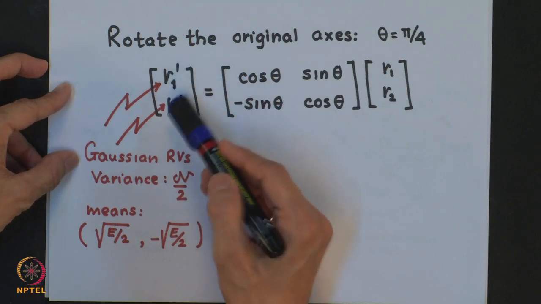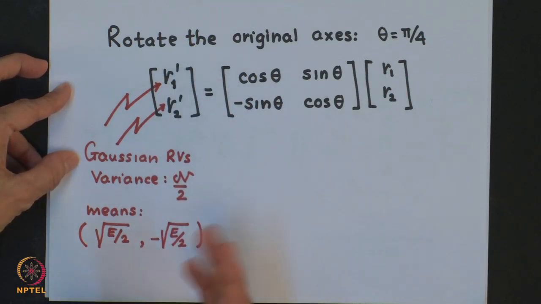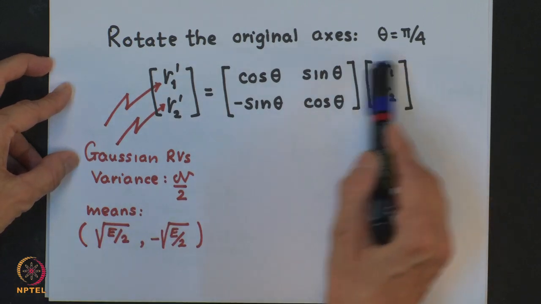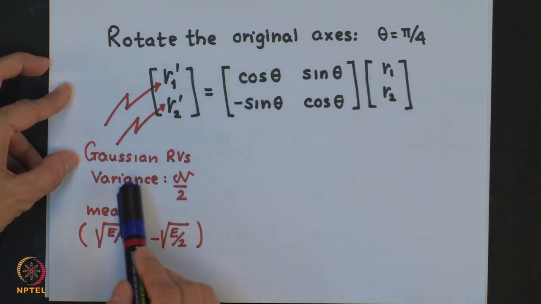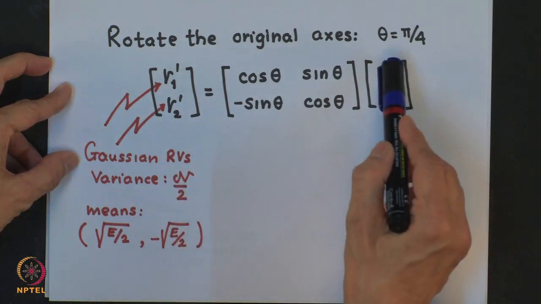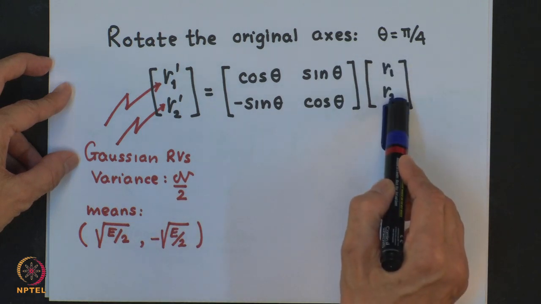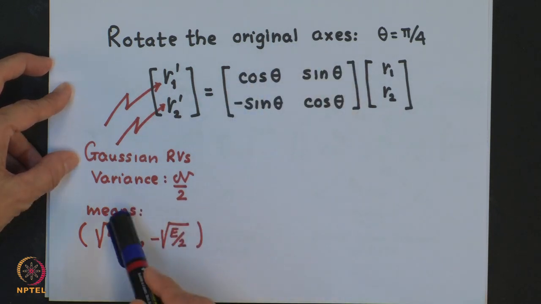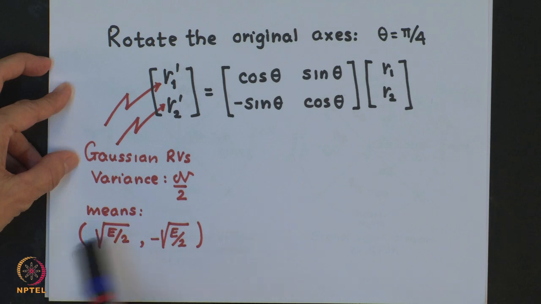And we have also seen that the components of the observed vector in the rotated coordinate axis will have this property now. It will still remain Gaussian random variable, because this is Gaussian random variable, this is a linear transformation. The variance will still be N0 by 2, because the variance of each of this is N0 by 2, and it is being rotated through an orthonormal matrix, and the means for this will be as given here, root of E by 2 and minus root E by 2.